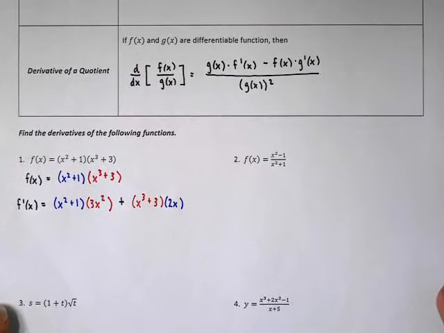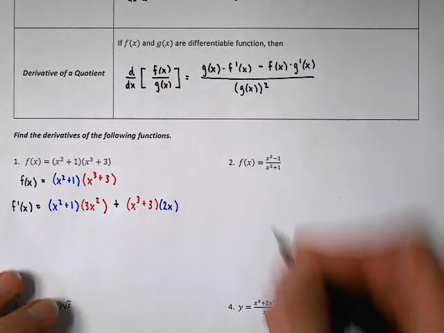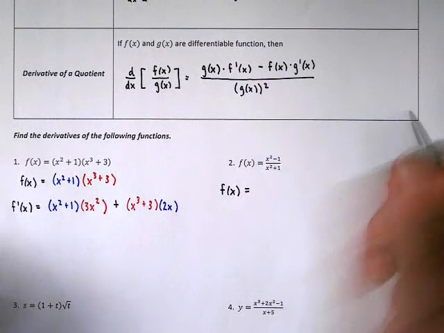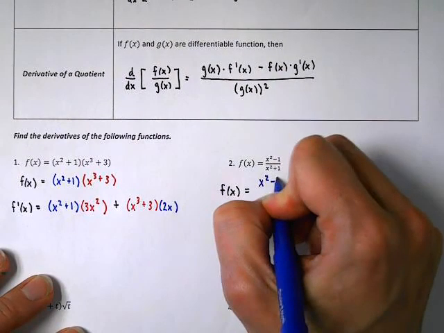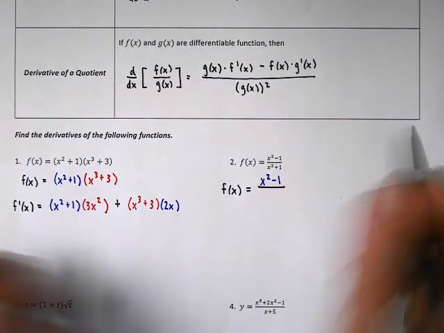All right, let's look at number 2. So we have the function f of x equals x squared minus 1 over x squared plus 1. Again, I'm going to use color here. I'm going to make my numerator blue, and then my denominator I'll make red.